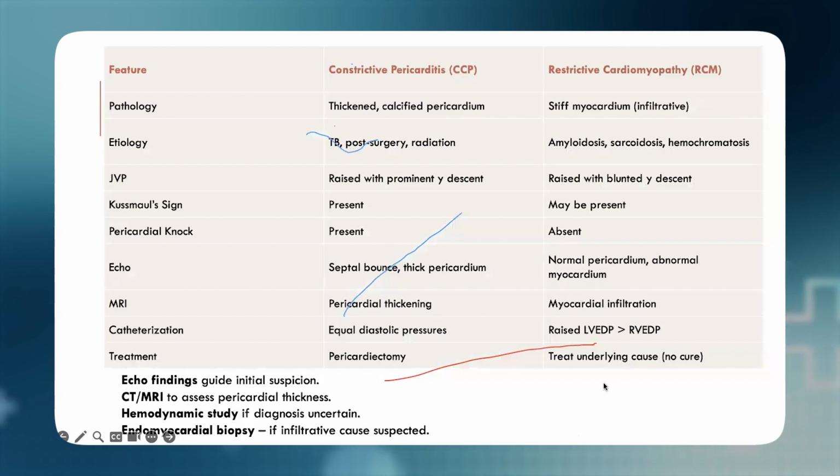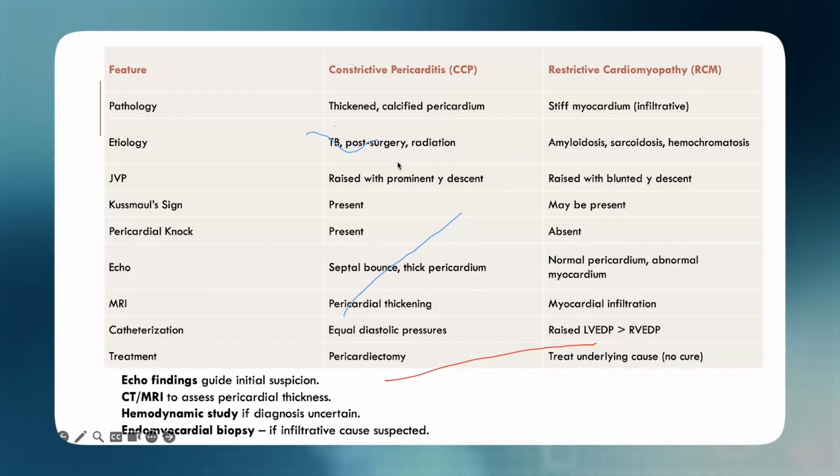This chart is also important. This is the last slide. The difference between constrictive pericarditis and restrictive cardiomyopathy, because they present with similar clinical features of right ventricular failure. There is difference in pathology, etiology. Clinical features will almost be same.